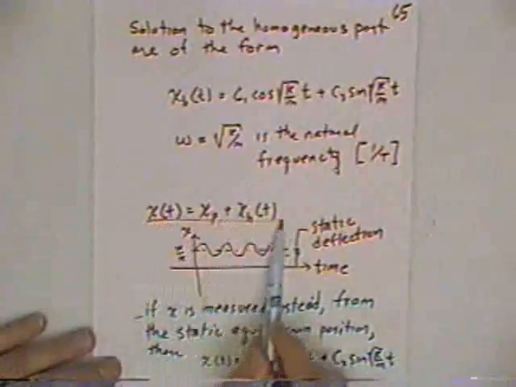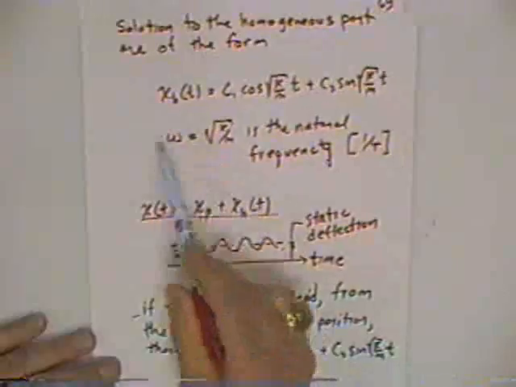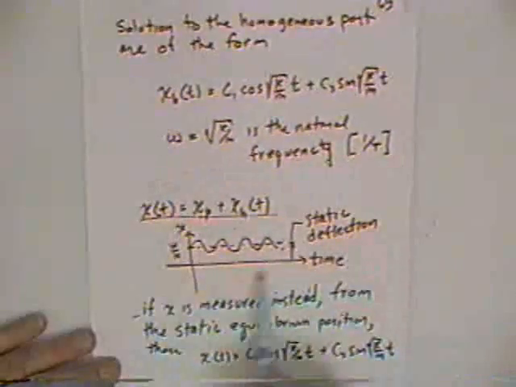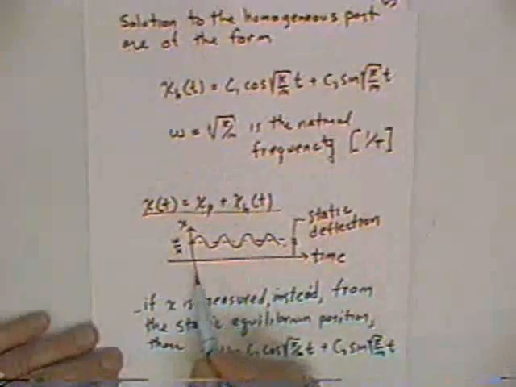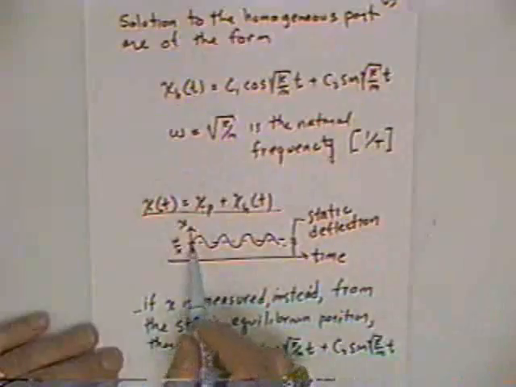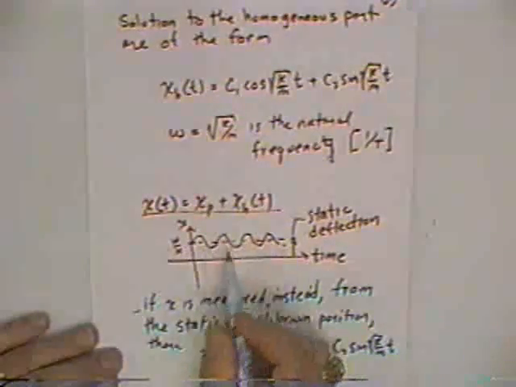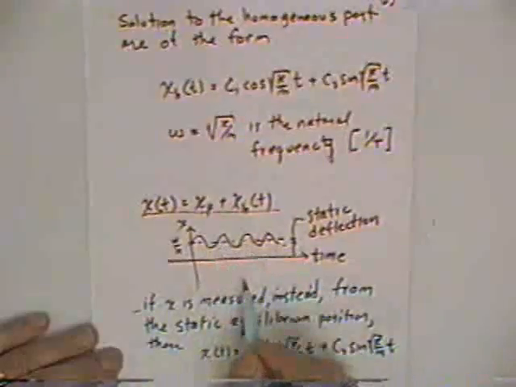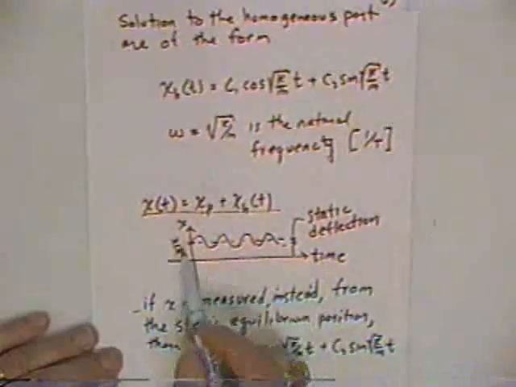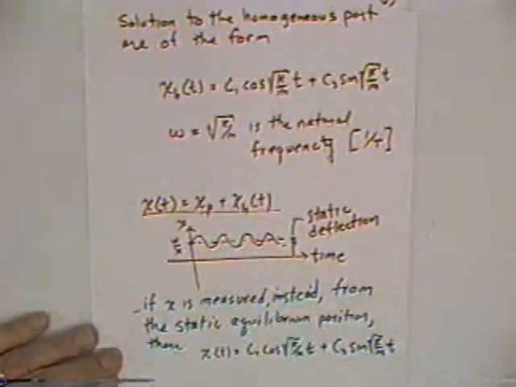The total solution is the particular solution, which was the static deflection, plus the homogeneous part, which is this part up here. And graphically, this is what that says. This says that if this distance right here, w over k, is the static deflection, then the oscillator is going to oscillate about that static position with some frequency, omega, equal to the square root of k over m. And since it's free vibration, the amplitude of each of these peaks is going to be exactly the same. There's not going to be any damping.